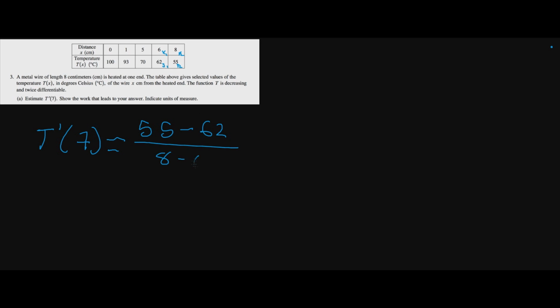So this is definitely a problem, unlike the problem before, where we do want to indicate our units of measure, but nonetheless we're estimating the derivative with the table. That means rise over run. 7 would be between 6 and 8, right? So we'll label this x1, y1, x2, y2. So let's estimate T prime of 7 is approximately 55 minus 62 divided by 8 minus 6, right? And if we do that, just doing some work, we get negative 7 divided by 2.